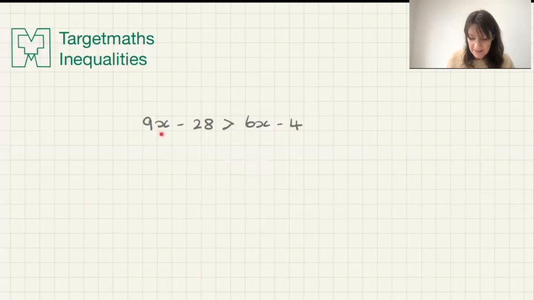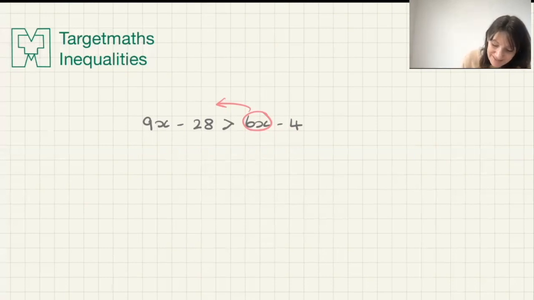When you've got x's on both sides, you need to get the x's on the same side. So you must make that your first movement. Always look for the smaller set of x's, which in this case is this, 6x is smaller than 9x, and you move that first. That's as far as I'm going with the hint. So now have a go and then hit play when you're ready and I'll finish it off.